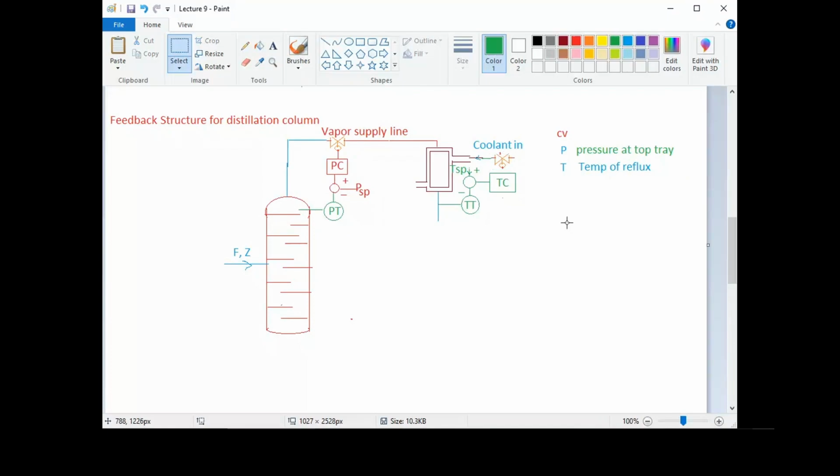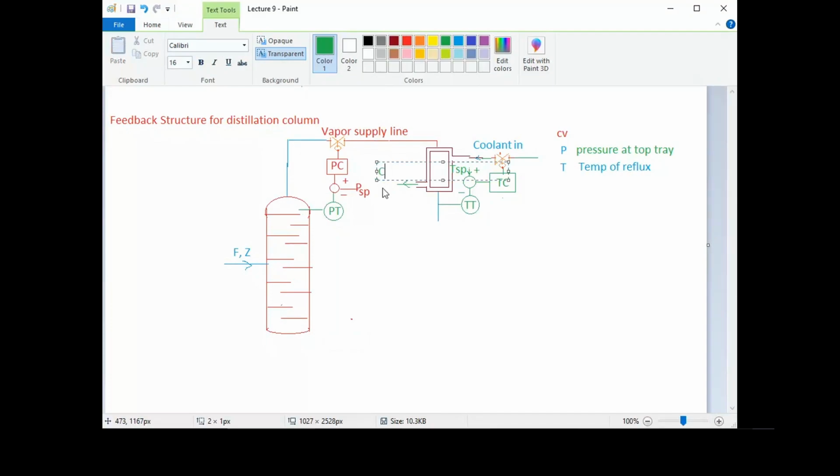So now we have a valve, the coolant supply, and this controller is giving a control signal to this valve. This is the coolant in. So this is the feedback loop for temperature of reflux. To maintain the temperature of reflux, we have coolant out.